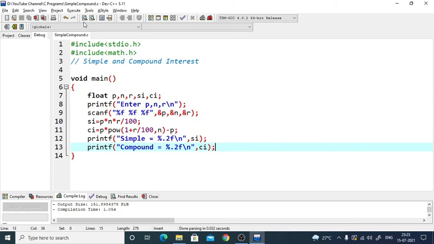I'm going to come ahead with some more simple programs before we start with control structures. As I already said, there will be some programs which will come along with some theoretical concepts which we will be learning. For the current video, it was about simple and compound interest, and we have done that successfully.